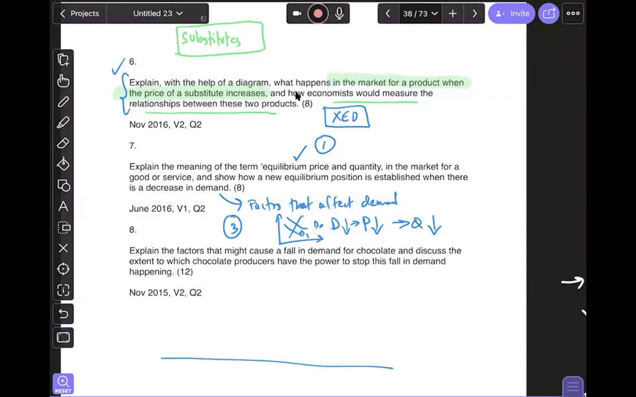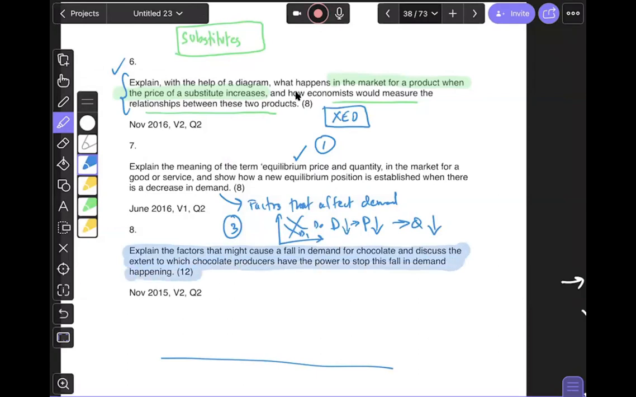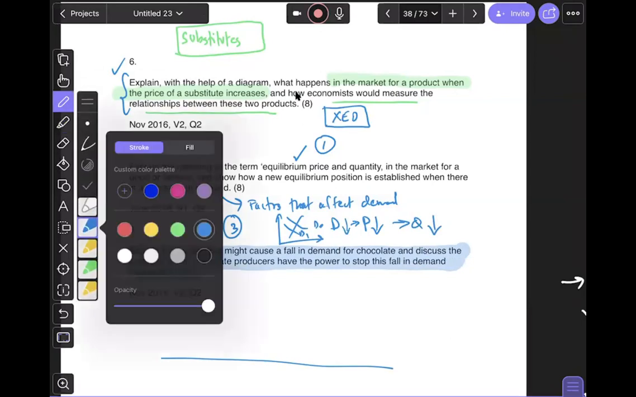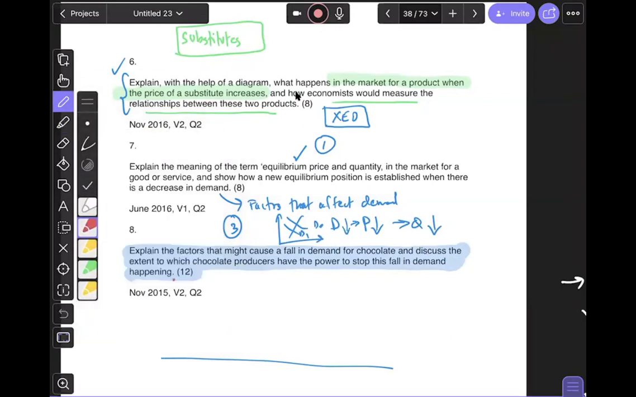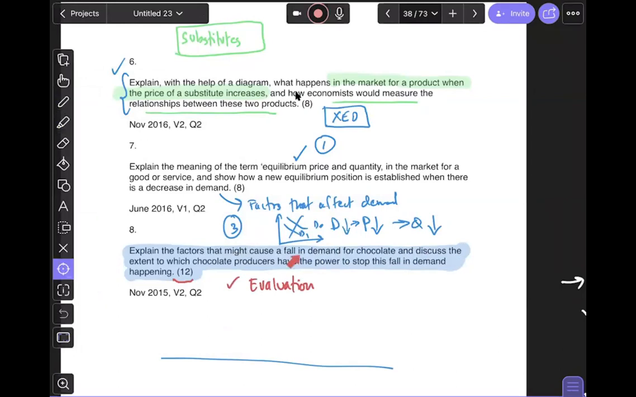Okay, so guys, let's look at this one. This is a good question to wrap up our discussion. Explain the factors that might cause a fall in demand for chocolate, and discuss the extent to which chocolate producers have the power to stop this happening. So this is a 12-mark question. A 12-mark question basically means we also need to write evaluation, which is either limitations or pros and cons, or in this case they're saying the extent to which you have the power. Make sense? Are we good?